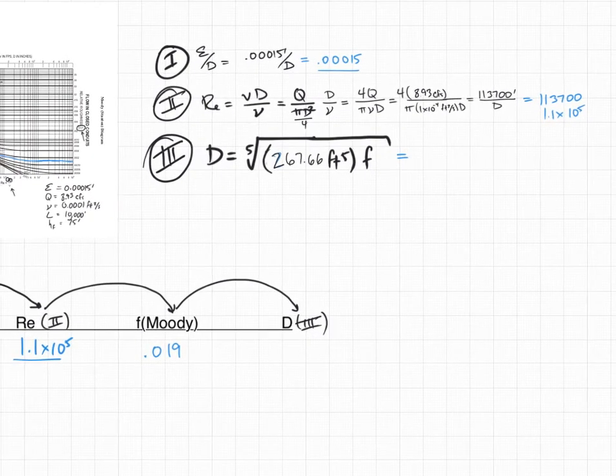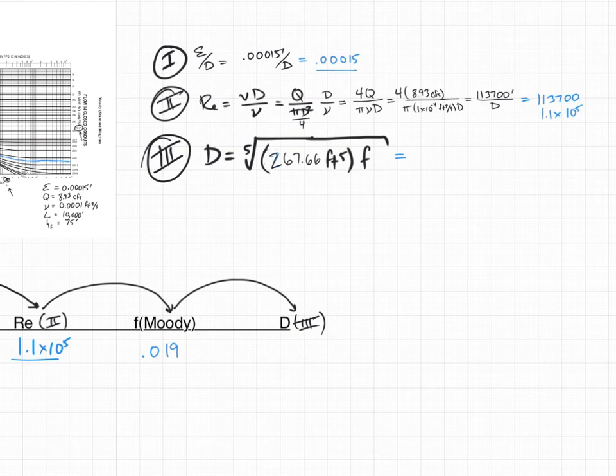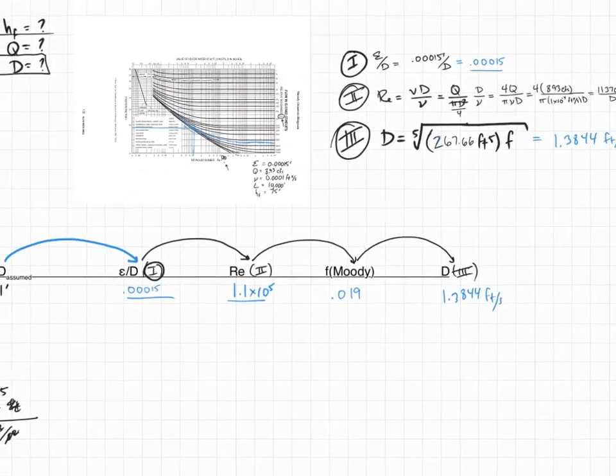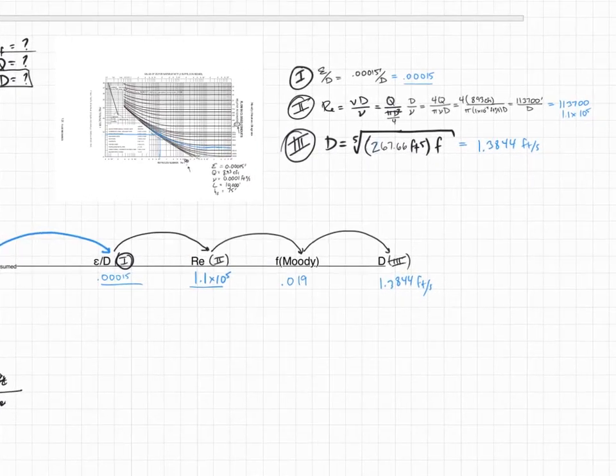If I plug in 0.019, I end up getting for my F, 1.3844. We're at feet per second. Okay, so that gives me a D of 1.3844 feet. Okay, are we done? Well, let's see here. I started with an assumption, not feet per second, feet. Oh man, I'm really struggling today.